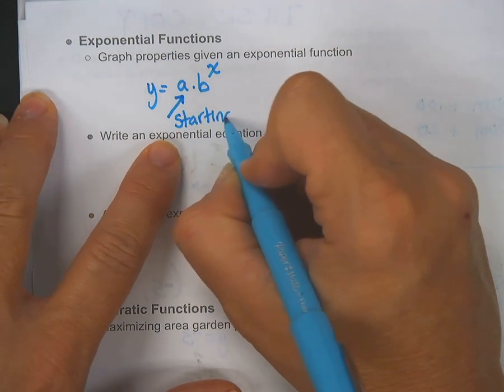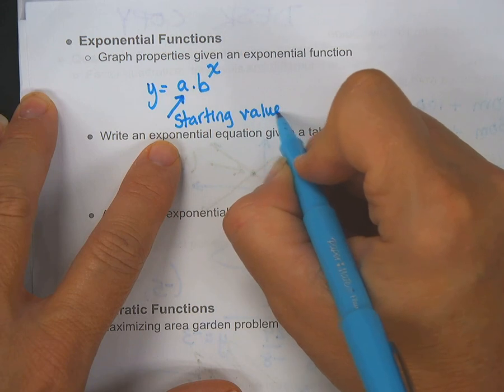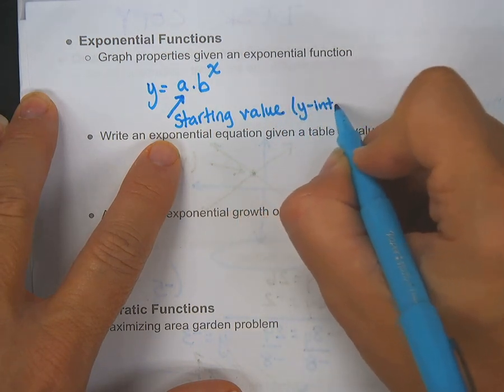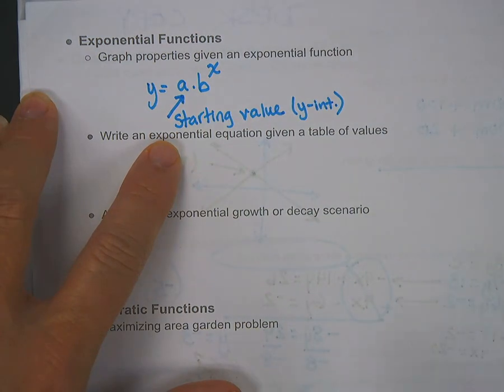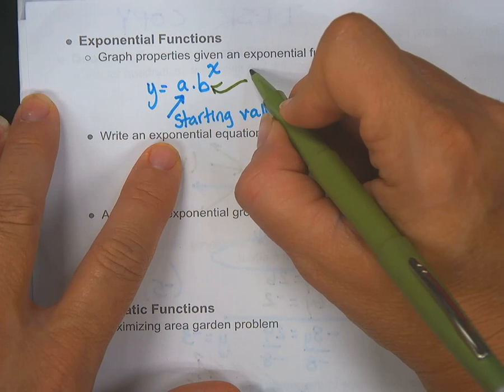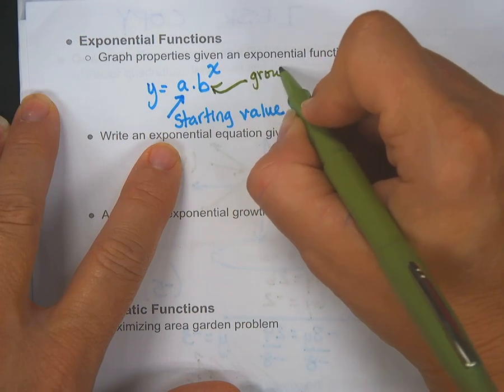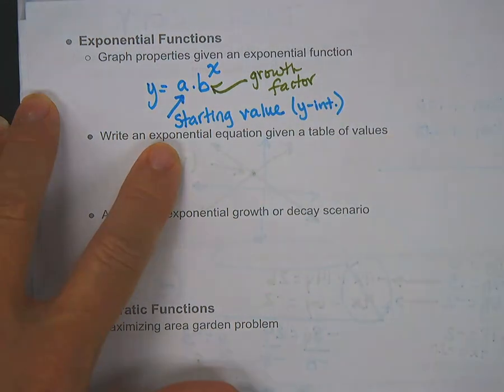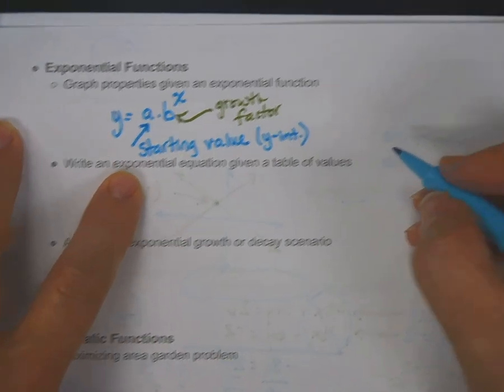And the a value is our starting value, which is usually the y-intercept when it's in this form. And the b value is our growth factor. Okay. So that's what the general form looks like.